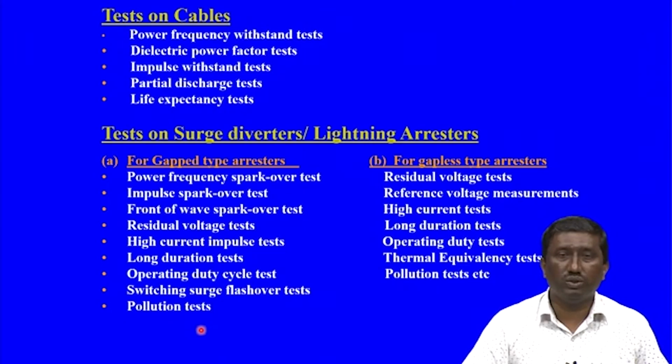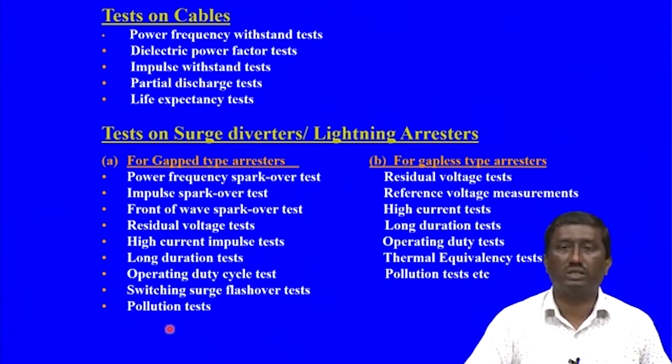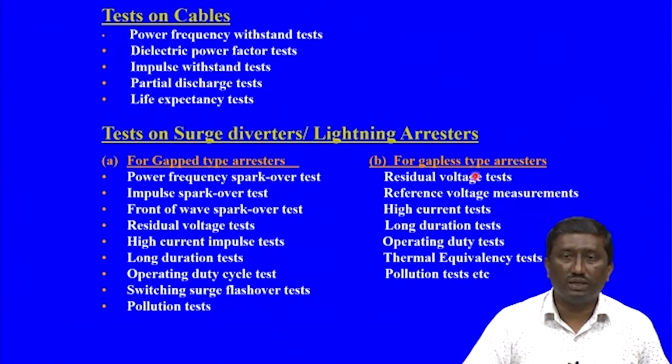Similar to the insulators, the pollution tests are also conducted for arrestor blocks, arrestor prorated units or full arrestors. For gap type of arrestors, these are the tests which are used. Residual voltage, as mentioned earlier, and reference voltage measurements: we have to check, for the normal voltage levels, the current which the arrestor sees or delivers during the operation, and the reference voltage which is applied and measured. Then the high current test, similar to the gap type, and the long duration operating duty are applied.